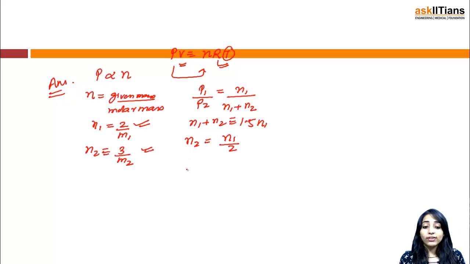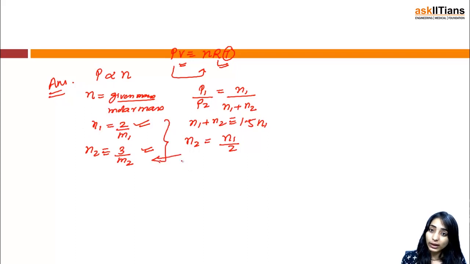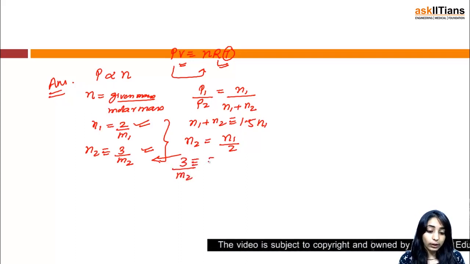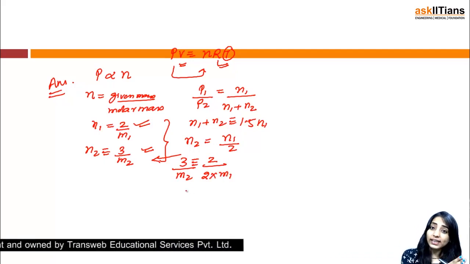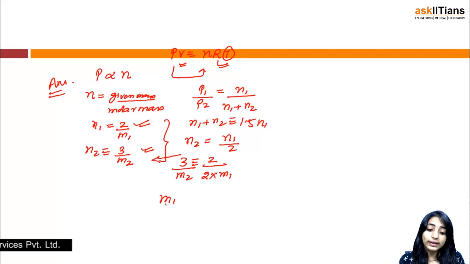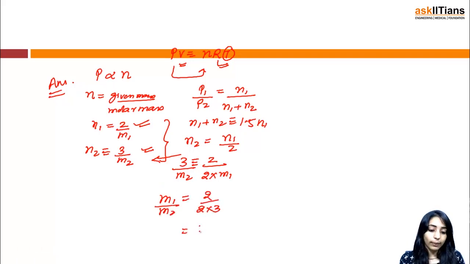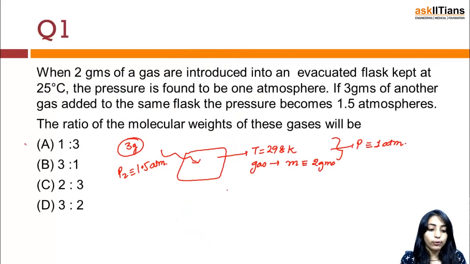Now that n2 is n1 by 2, I can put these values in the above 2 equations. If I put these values, I will get 3 by M2 is equal to 2 by (2 times M1). Now take M1 and M2 to the left-hand side. So M1 by M2 comes out to be 2 by (2 into 3), which is 1 by 3. The first option is given as 1:3. So we can say A is the correct option for this question.